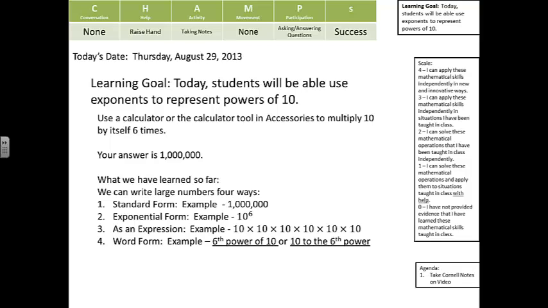And then the last way is in word form. And the way that we say this number, 10 to the 6th, is we can say the 6th power of 10, or we can say 10 to the 6th power. Either way accurately represents what that value is. The important thing that you need to know is that even though we can represent it in these 4 different forms, they all represent the same value. They all represent the value of 1 million.